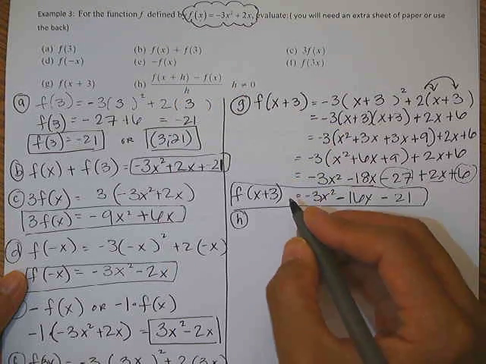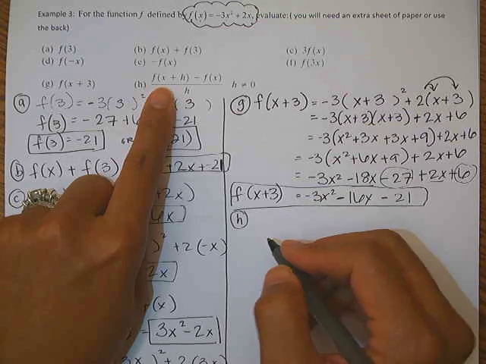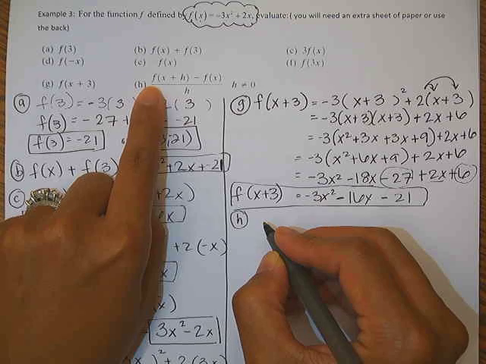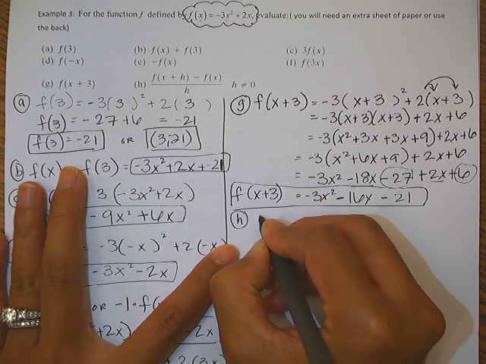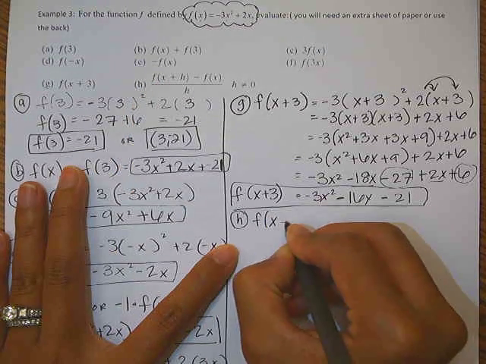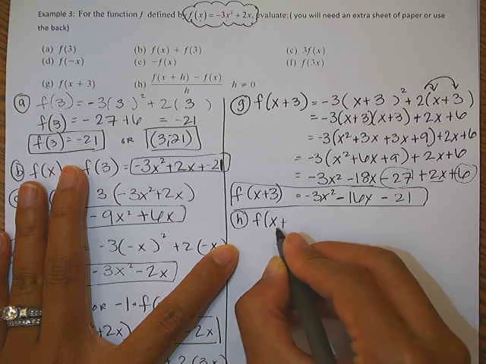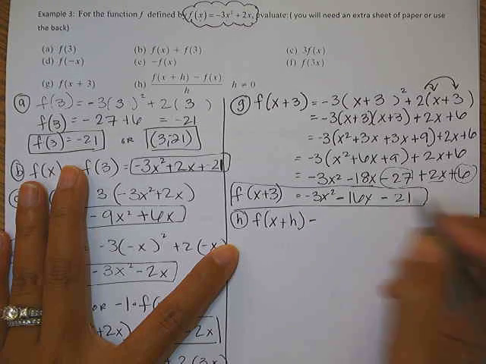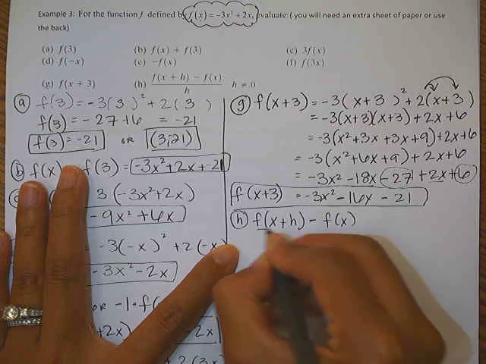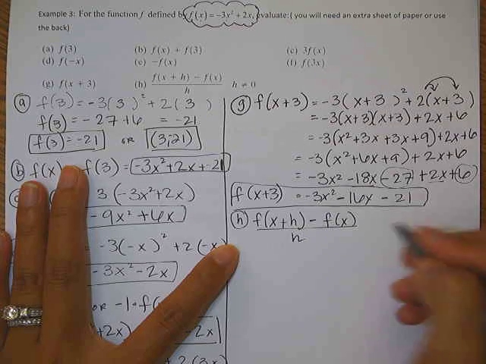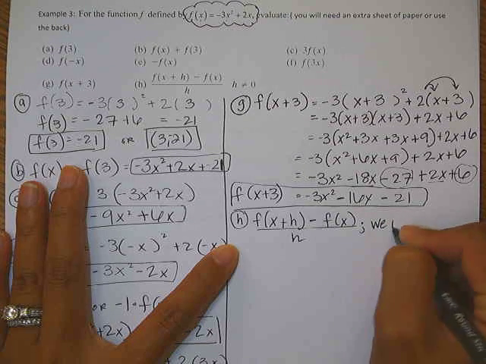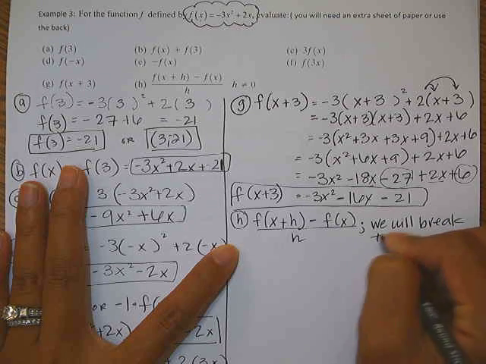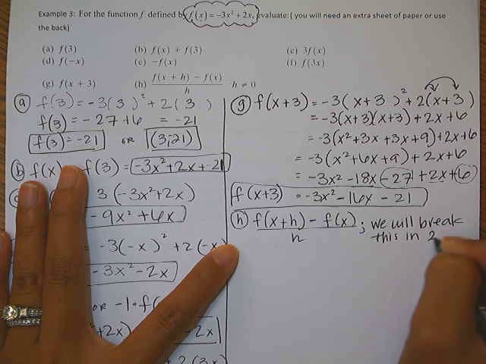Okay, so for this one, we're going to do multiple steps. The first piece I'm going to do is f of x plus h. Okay, so let me write this down real quick, the whole problem. So find the difference quotient, which is f of x plus h, difference means subtract, f of x, then all of it divided by h. Okay, we are going to break this up in two parts.